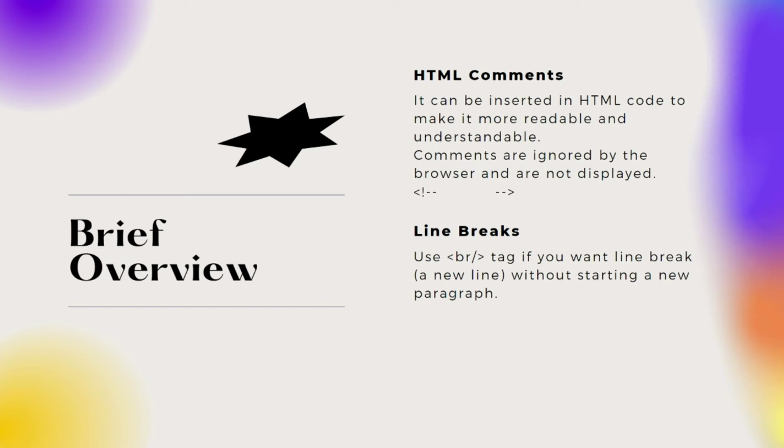And for that purpose, the tag is, that is over here, angle bracket, exclamation mark, hyphen, hyphen. After that, we will specify the comment that we want to add within our HTML code, and the tag will end with hyphen, hyphen and the greater than sign. So friends, this is all about HTML comments.